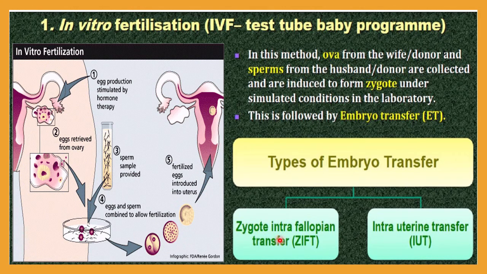So if this zygote is transported into the fallopian tube, then it is called ZIFT. And if it is allowed to grow, and after reaching 16 or more than 16 cells it is transported into the uterus, then it is called intrauterine transfer, that is IUT. In both cases, fertilization will occur outside the body, and that's why it is called IVF, or in vitro. In vitro means outside the body fertilization occurs, and the whole process in normal terms we call a test tube baby.